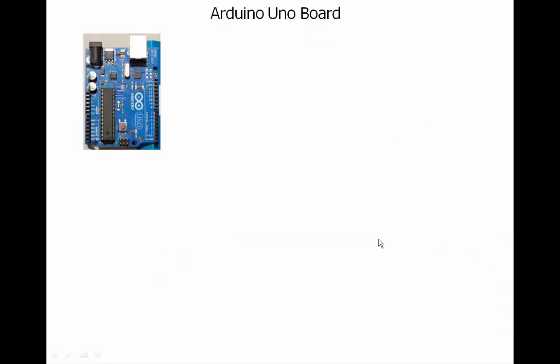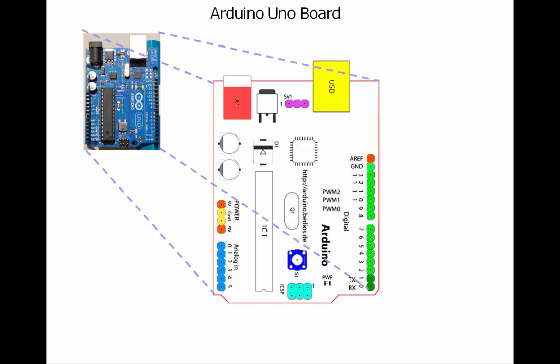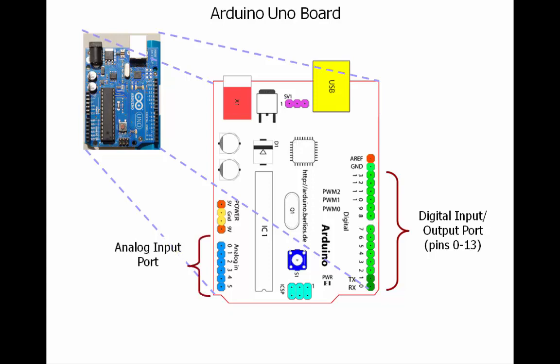Some of you may already be familiar with the Arduino Uno board. If so, feel free to use it instead of the MSP430 to do the experiments in this lab. The Arduino has one digital input-output port consisting of 14 pins, 0 through 13. It also has an easily identifiable analog input port.